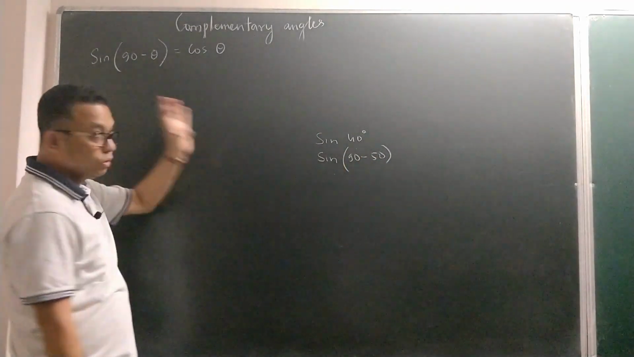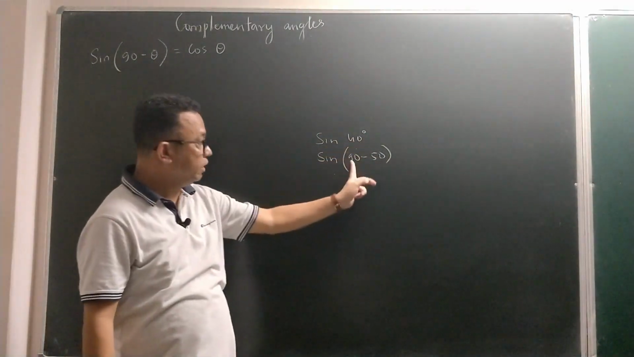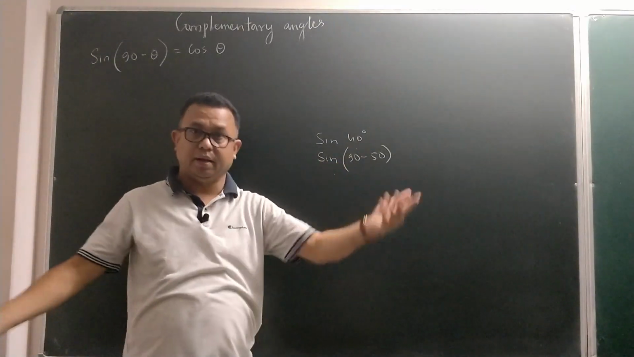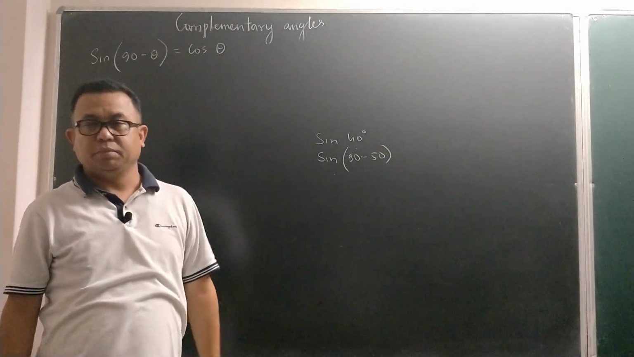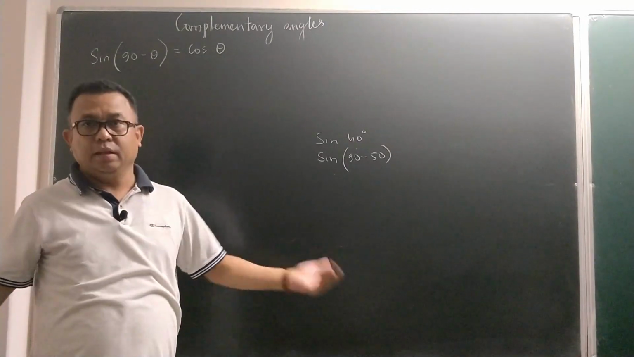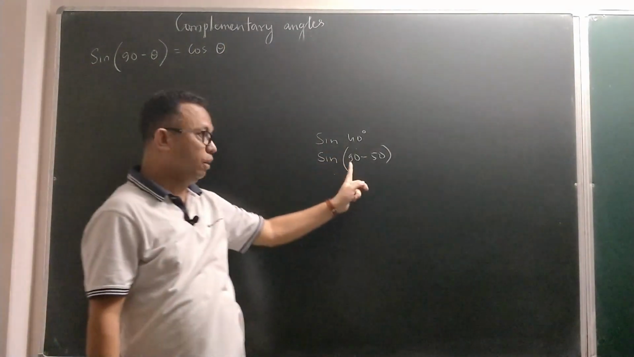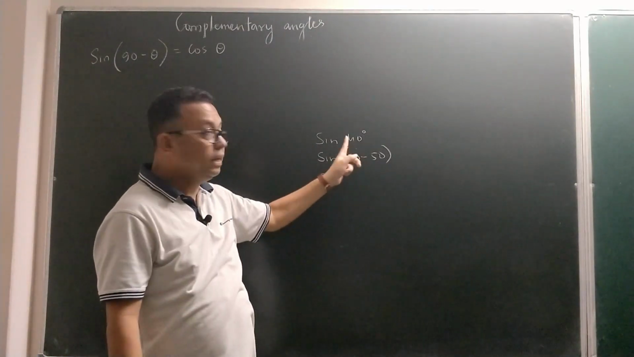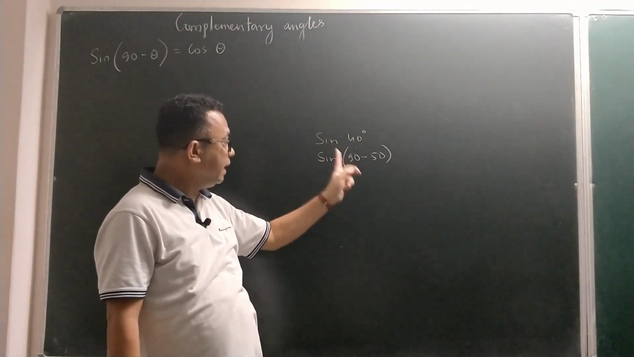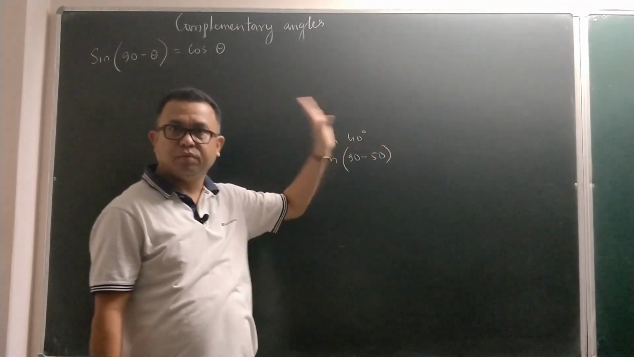Every time you are solving a question, whatever angle is given to you, convert it into the form of 90. Now you may say, sir, 40 I can write as 50 minus 10 also, or 60 minus 20 also. You can write anything you like, but since we are talking here about complementary angles, you have to write it always in the form of 90. So sine 40 can be written as sine of 90 minus 50.